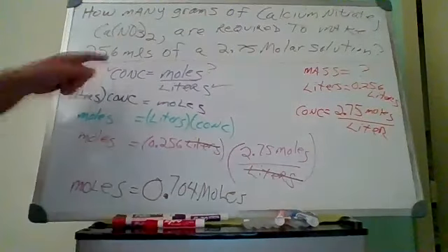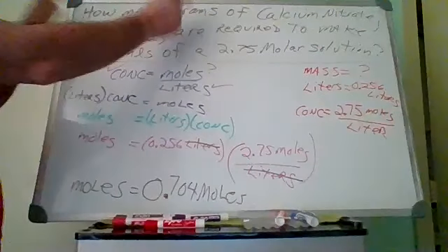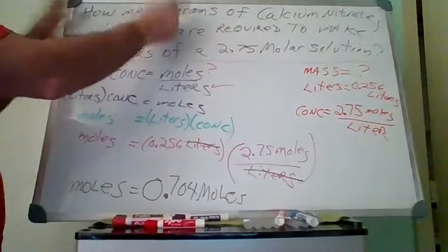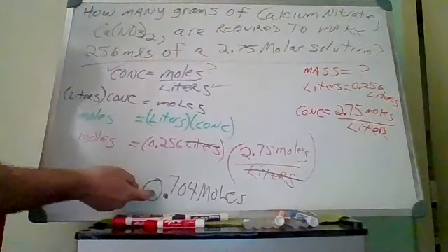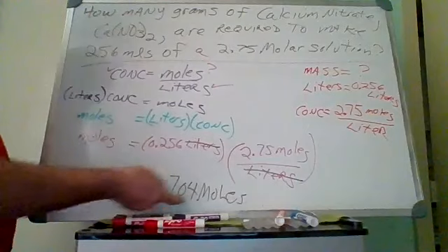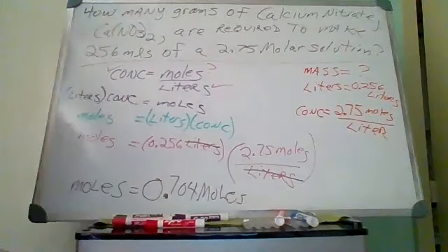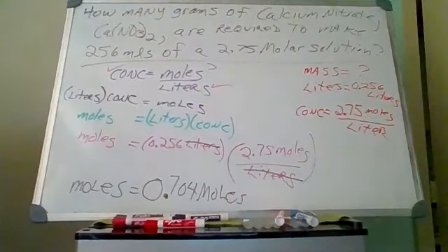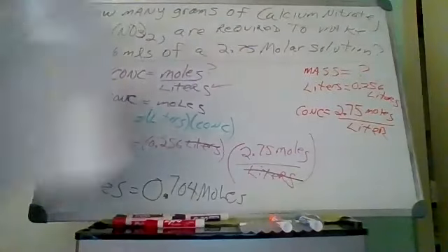Okay, so now we have successfully solved for moles, but we have not solved the problem. The problem wants to know how many grams, the mass, not moles. So all I have to do is a mole concept problem: take this 0.704 moles and convert it into grams. So I'm going to get out the little board here to do that. We'll leave this up here.